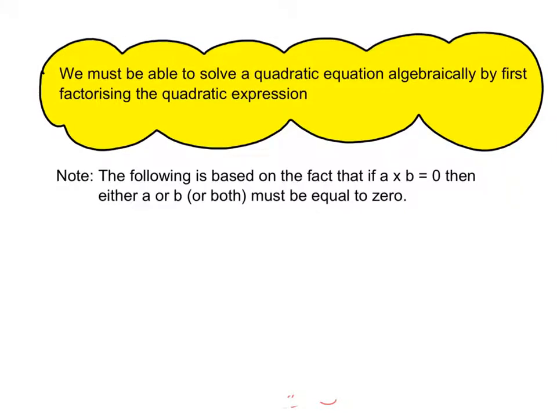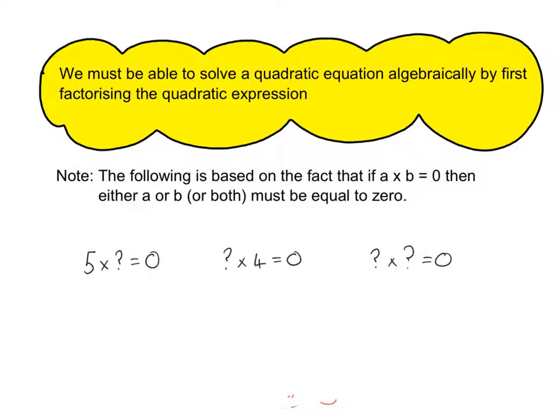We'll now move on to solving quadratic equations by factorising. This is based heavily on the idea that if a times b equals 0, then either a or b must be equal to 0. In other words, if we multiply two things together and we get 0, then at least one of those two things must have been 0.